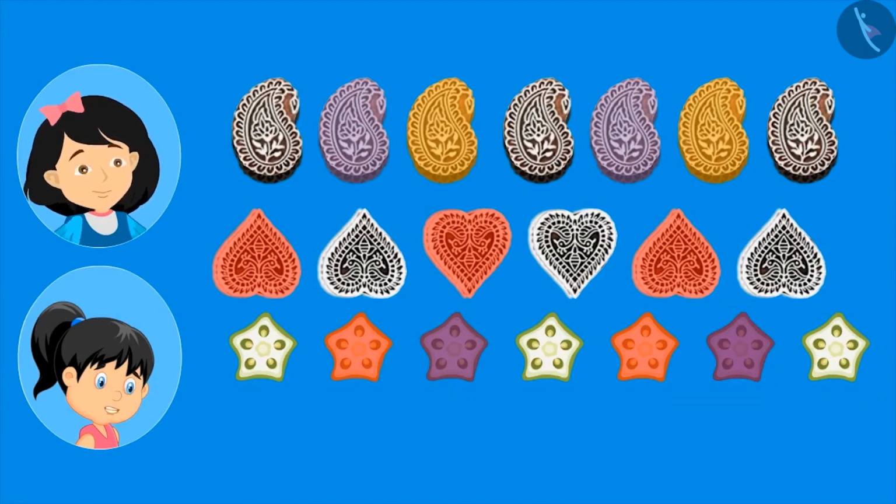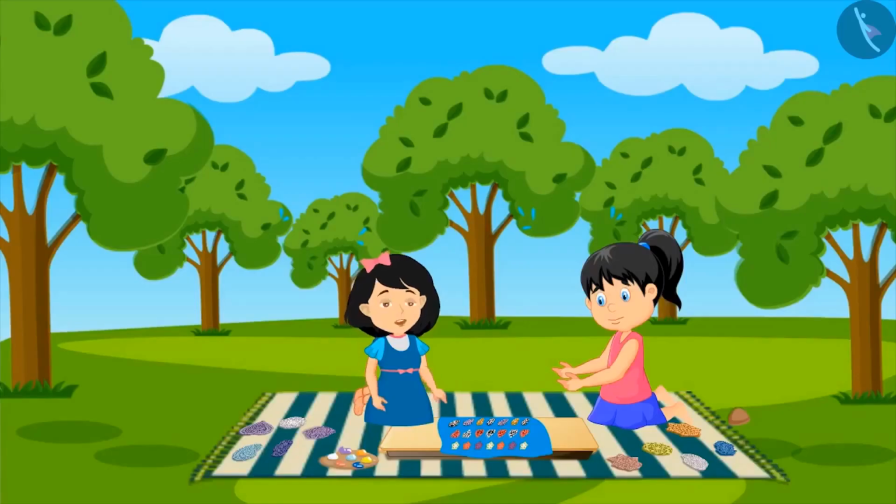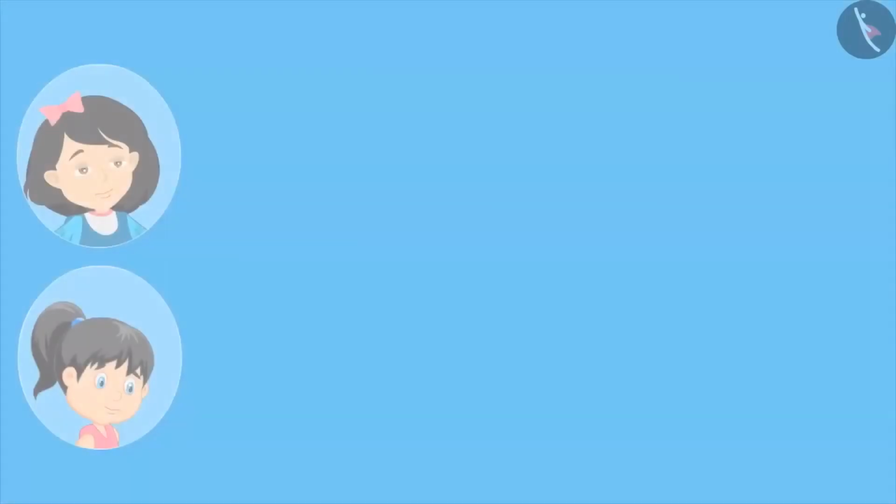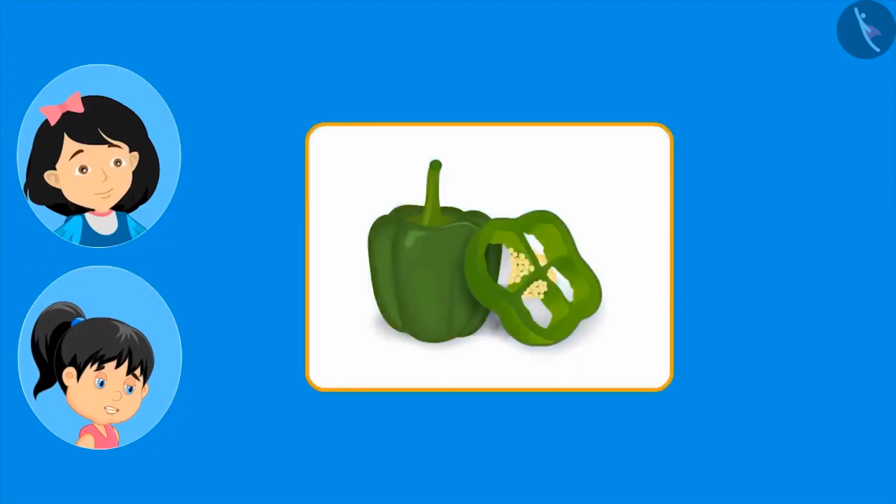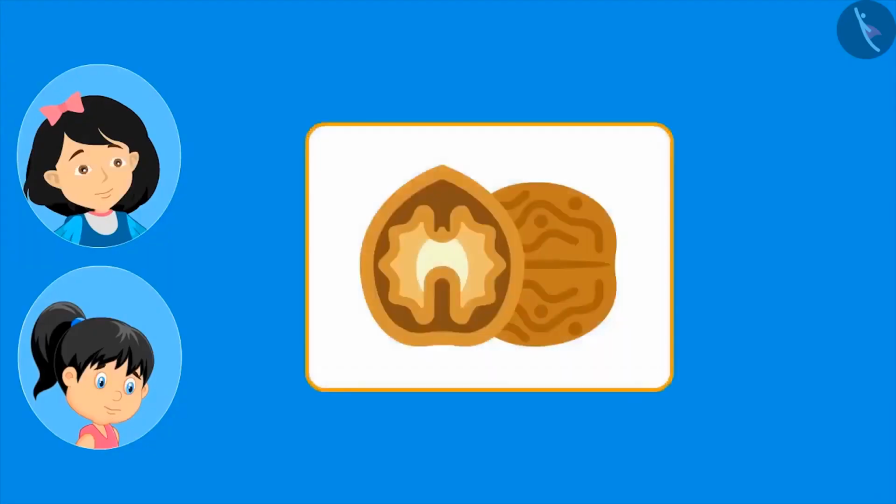Designs with the help of vegetables? I have never thought about this. Now think and tell me, can we use any other food item or vegetable for block printing? Capsicum, walnut. Very good. Kids, you can pause the video and think about more objects of this type.